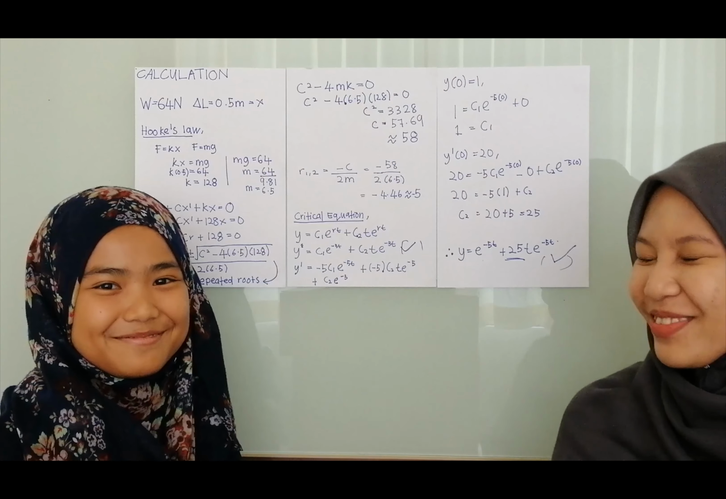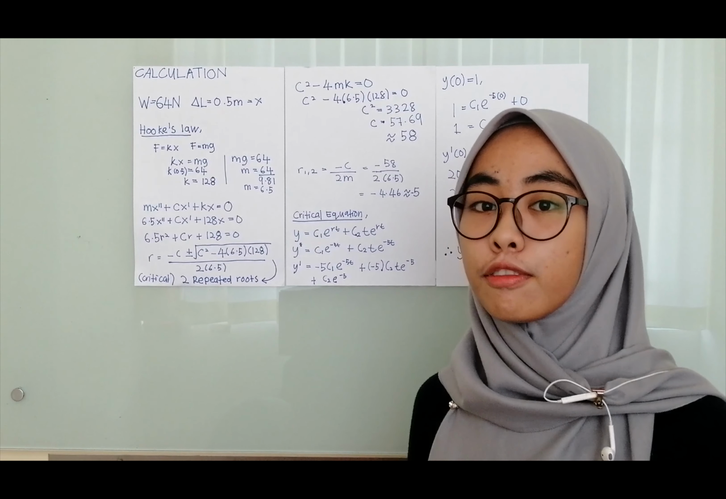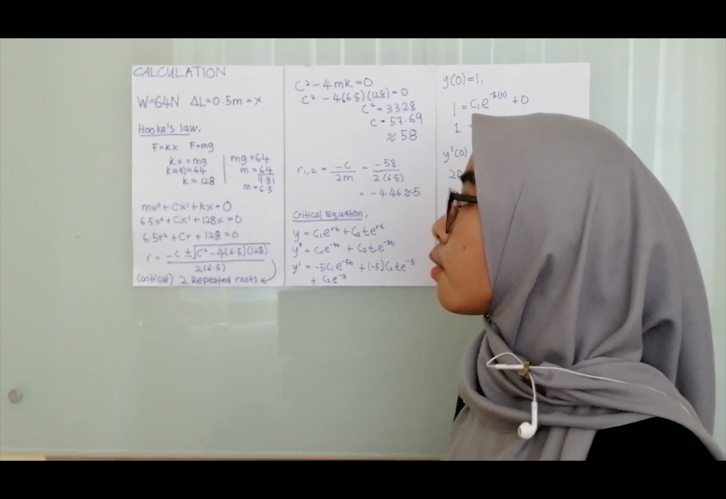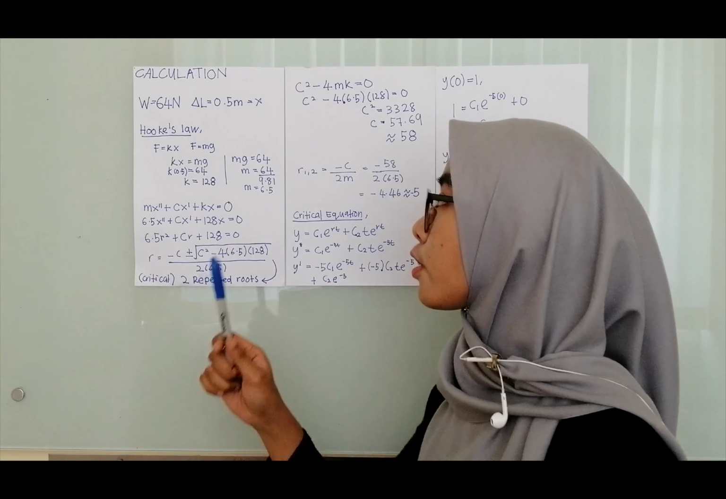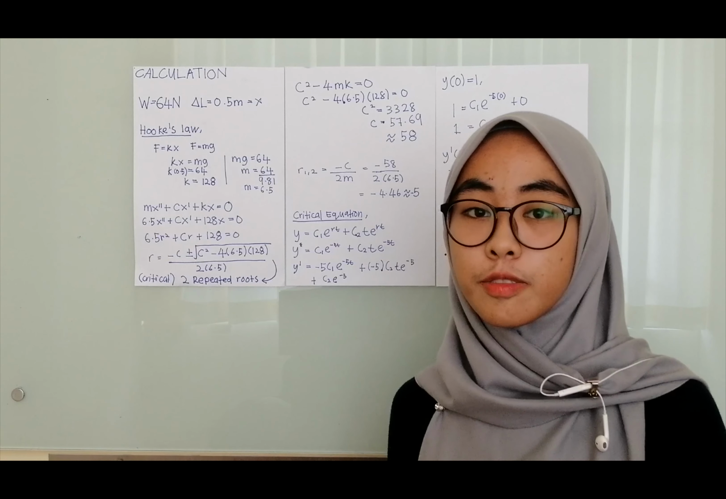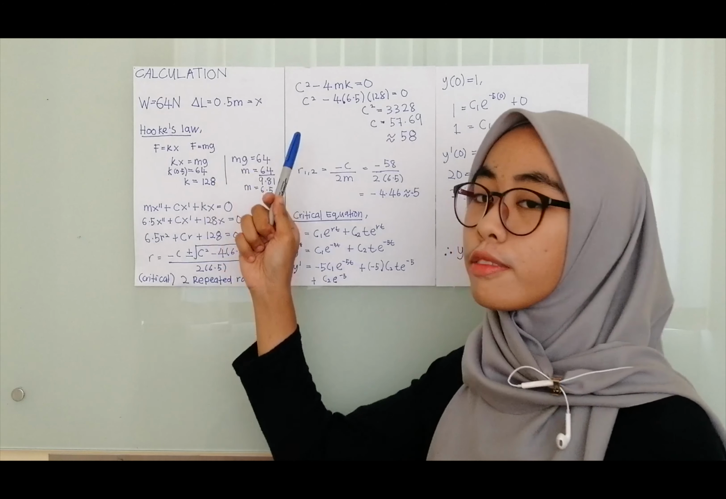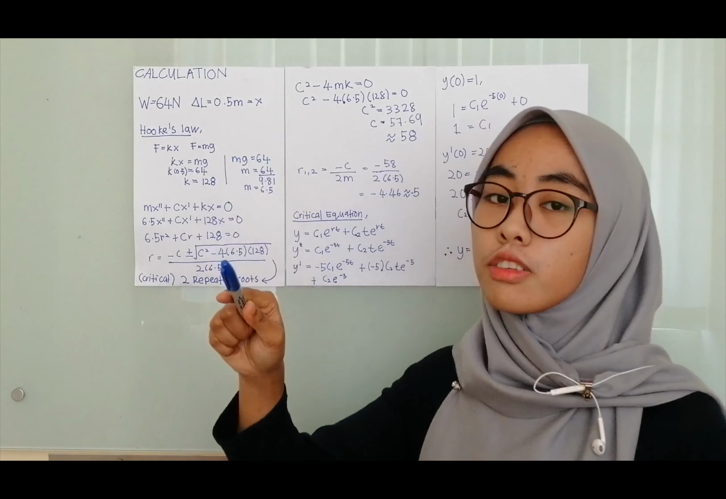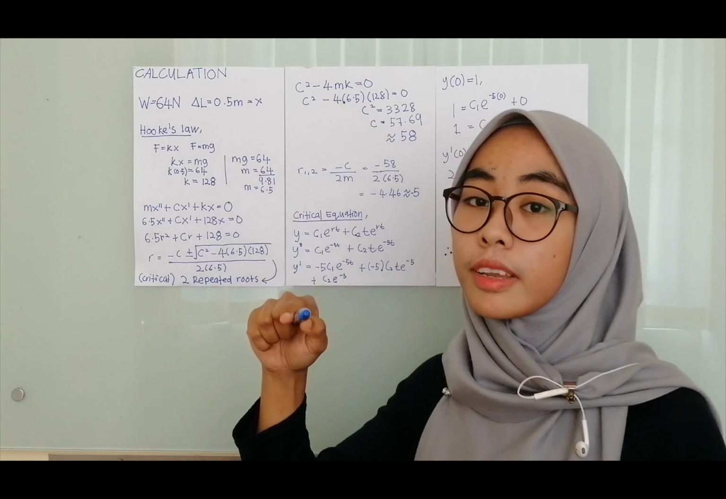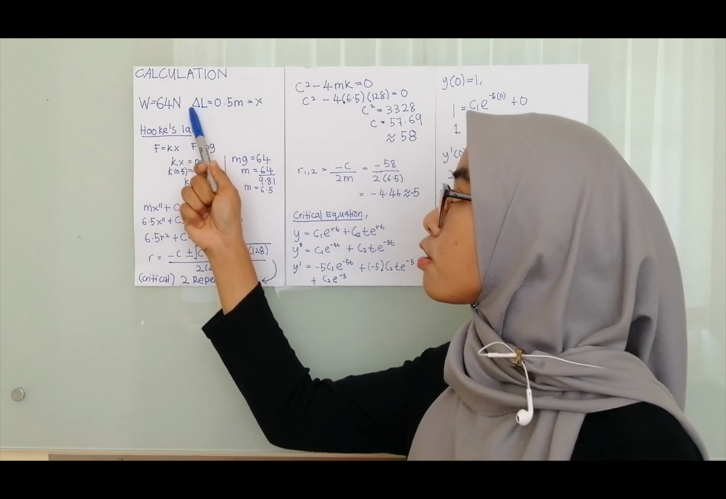Alright, the information given in the equation is the weight of the load, which is 64 Newton, and the change of the spring length, which is 0.5 meter. The change of the spring length can be written like this, or x.